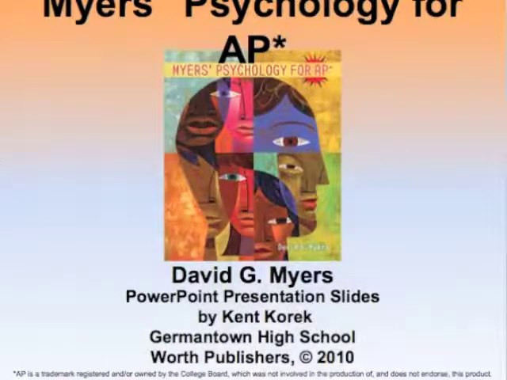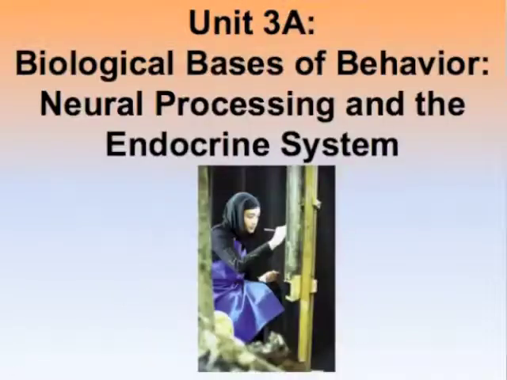Chapter 3A, Biological Basis of Behavior, Neural Processing and the Endocrine System. So this unit covers the nervous system and your hormone system, or the endocrine system.